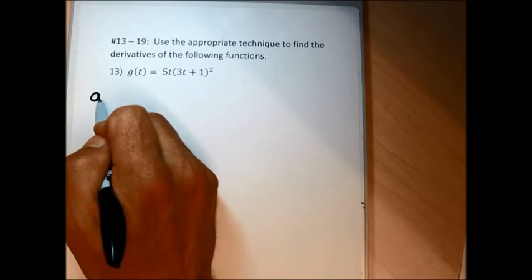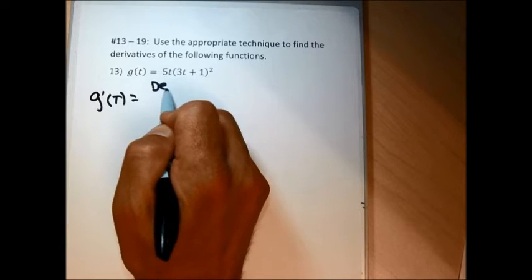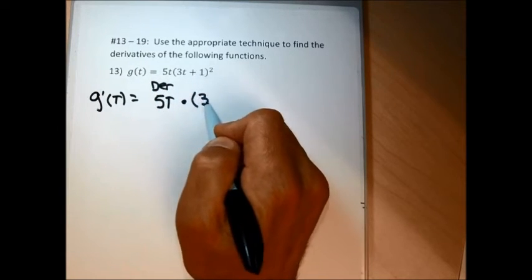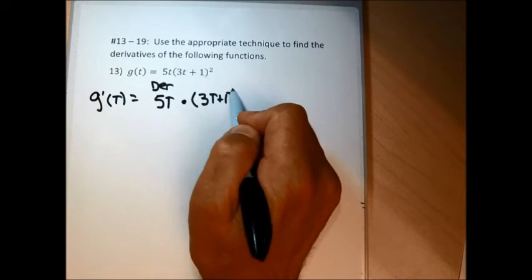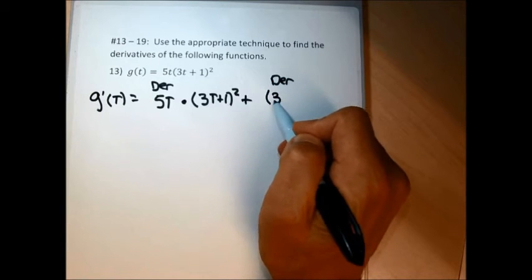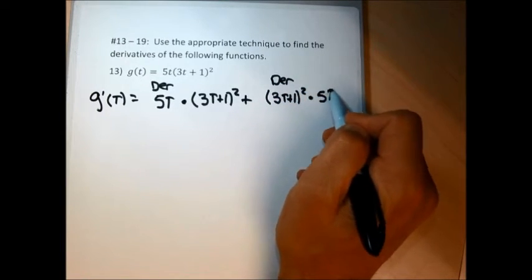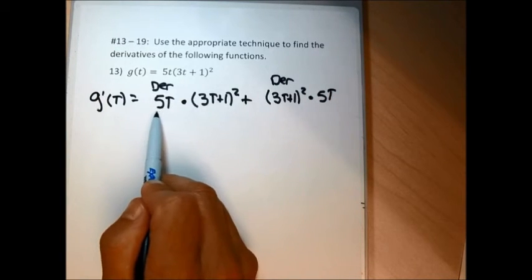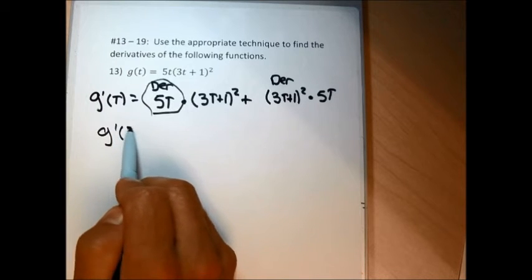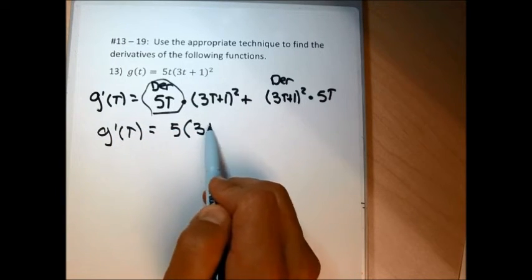So to do the product rule, g prime of t, I have to do the derivative of 5t times the 3t plus 1 squared, just how it was given to me, plus the derivative of 3t plus 1 squared times the 5t, just how it was given to me. Derivative of 5t is easy. That just has a derivative of 5. So this is going to be g prime of t equals 5 times 3t plus 1 squared.